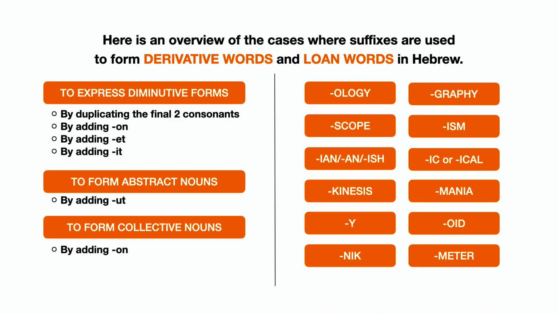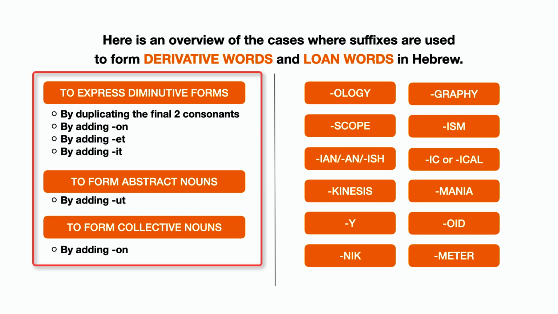First, let's look at an overview of the cases where suffixes are used to form derivative words and loanwords in Hebrew. To form derivative words, this is done by expressing diminutive forms, which is the case when we duplicate the final two consonants, adding the suffix on, et, or it, or when forming abstract nouns where we add the suffix ut, and when forming collective nouns by adding the suffix on.